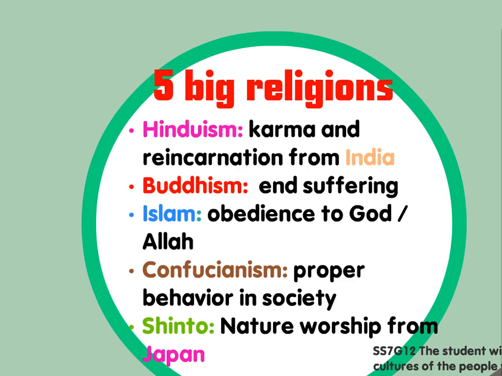Islam is a major religion of southern and eastern Asia. And remember that Islam, of course, focuses on obedience to God, obedience to Allah. Confucianism, this comes from China, not technically a religion, a philosophy. Confucius focused on proper behavior in society, knowing your place, and being respectful. Shintoism, that is the religion of Japan that focuses on nature worship, worshiping the nature spirits called kami.